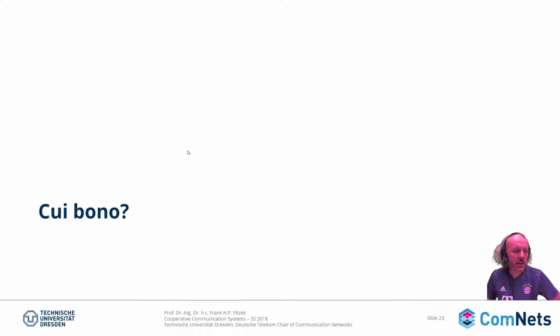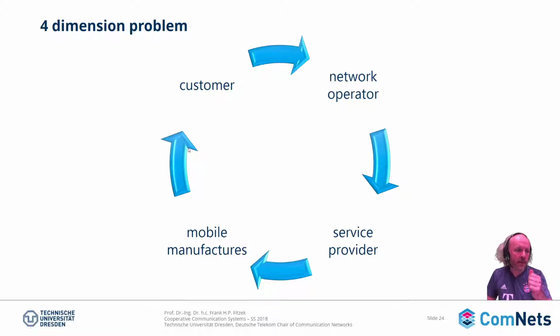Good. Now the question is, why should we cooperate? We only looked at the users, but there are more, right? So the customer is one of the things that we can optimize with cooperation. But what about network operators, mobile manufacturers, or service providers? So all these 4 have a certain say in cooperation, whether it will start or not.